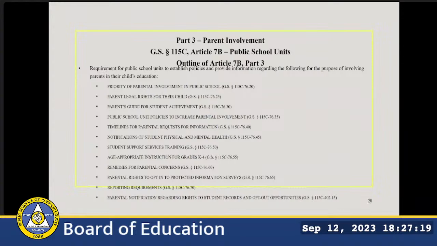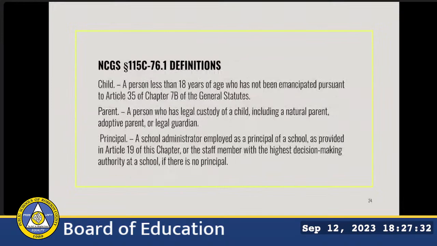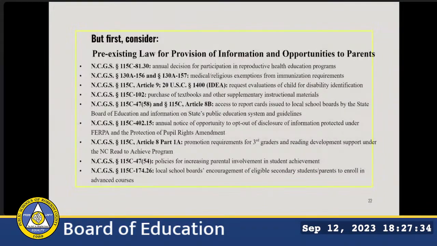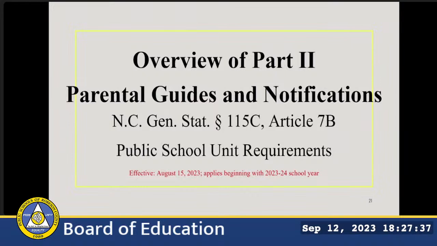It's in 3 different parts, and the first part establishes a new chapter in the general statutes, chapter 114A, that details the Parents' Bill of Rights. And then part 2, which we're about to start going over right now, is the section that amends the public school laws, chapter 115C. Anytime this refers to employees of the state, the way that's defined in this law is it includes employees of the public school unit as well, which is different from the way most of the statutes are written.